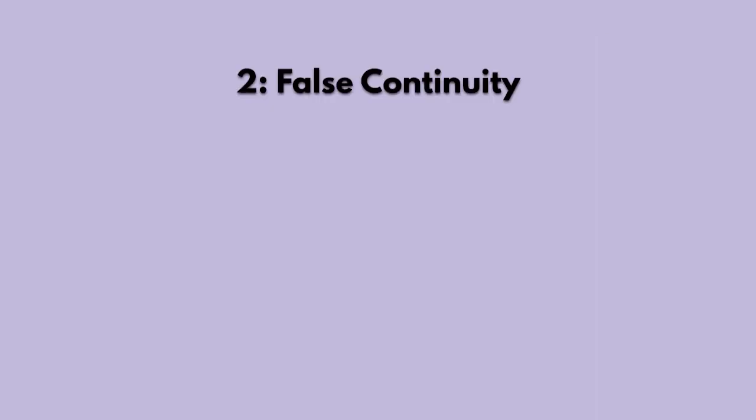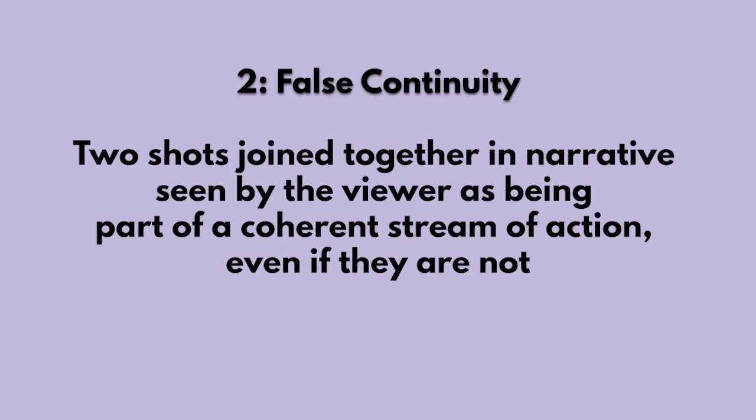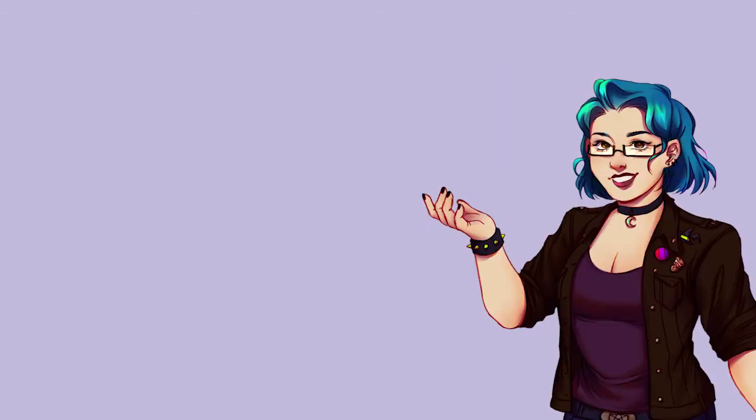2. False continuity. These are two shots joined together in a narrative as seen by the viewer as being part of a coherent stream of action even when they're not. This is the basic principle behind most narrative edits. Shots are joined together to form a larger narrative, which is then interpreted by the viewer as taking place within one constant stream of time and space, even if this might not be the case. With fiction, false continuity allows us to create a fictive reality.